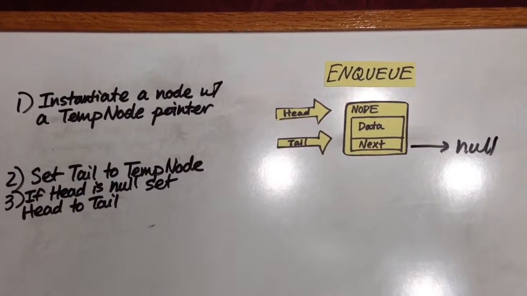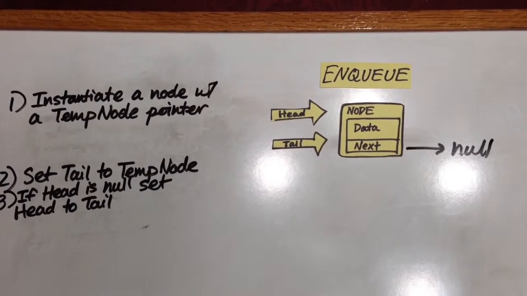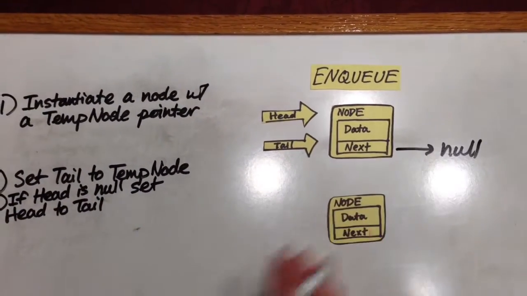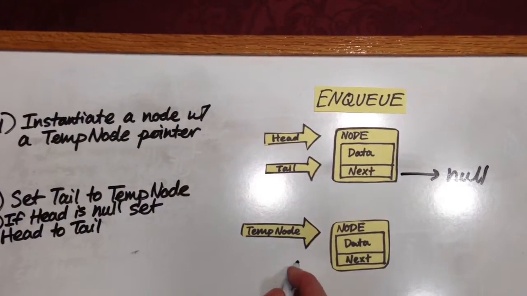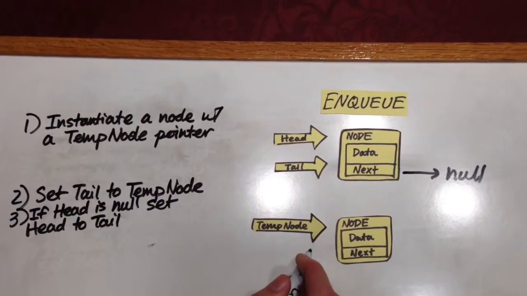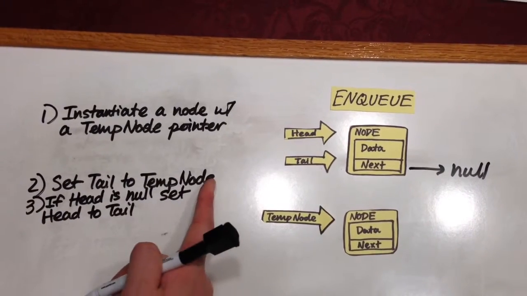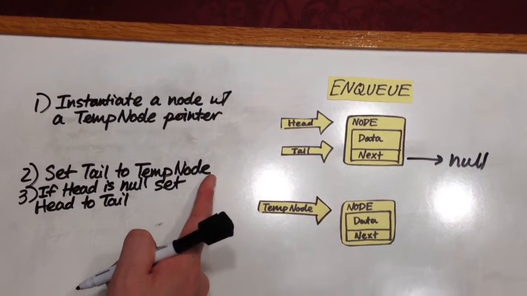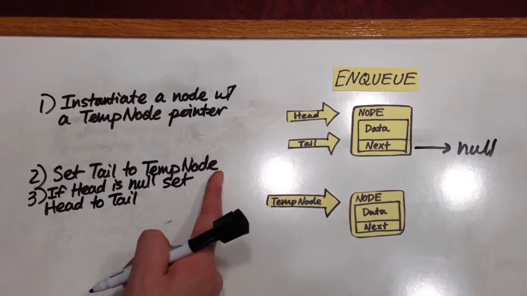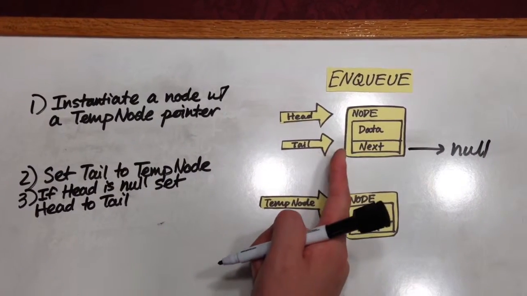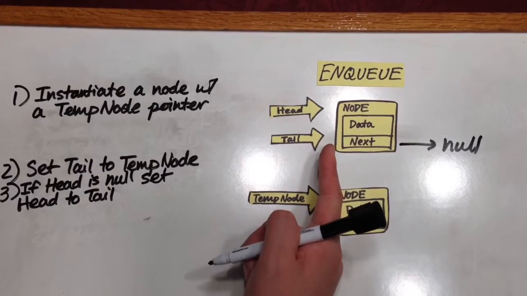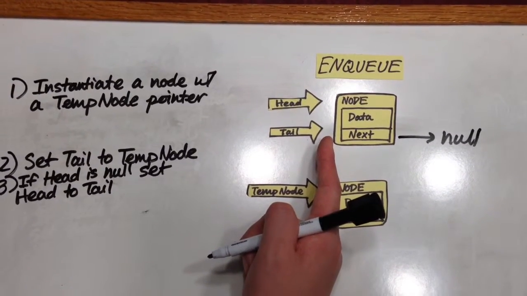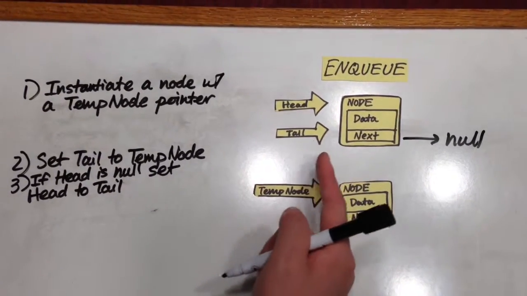Okay, so we want to add another node to the queue. So we're going to instantiate a node with a temp node pointer. But we can't set tail to temp node because when we add something to a queue, if there's already going to be an item in it, we don't want to lose any nodes.